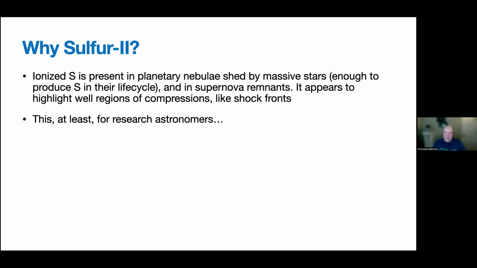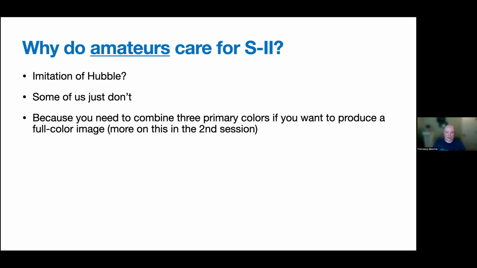Professional astronomers found that the abundance of sulfur appears to be correlated with regions of compression, like shock fronts in the interstellar medium. And of course, if you are a research astronomer and you want to study the interstellar medium and its interaction with supernova explosions, planetary nebulae, etc., this is interesting. But why do we care as amateurs for sulfur too? I don't really have a precise answer. Maybe it's because we like the Hubble images in the SHO palette, and we like to do the same.